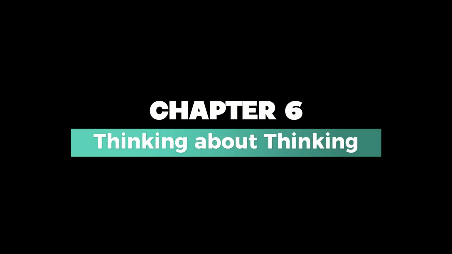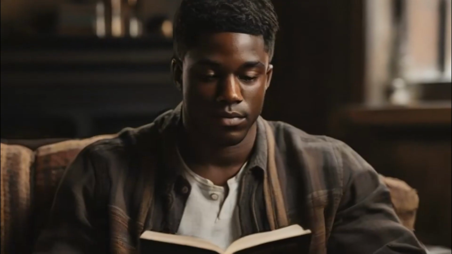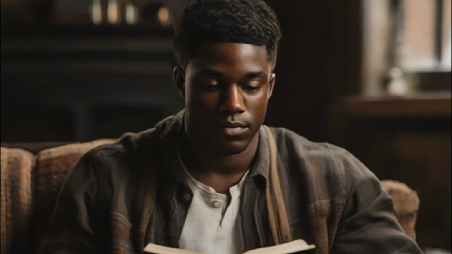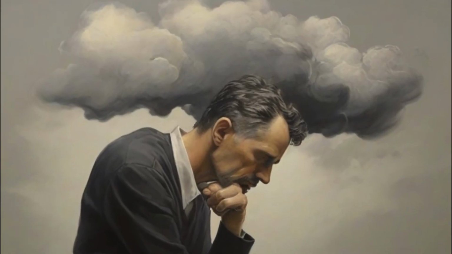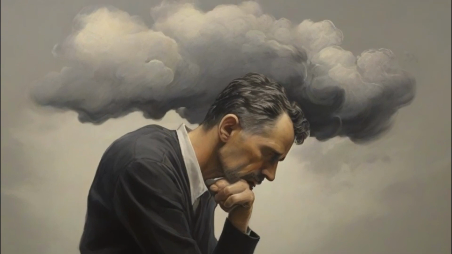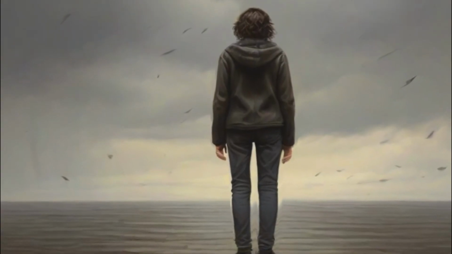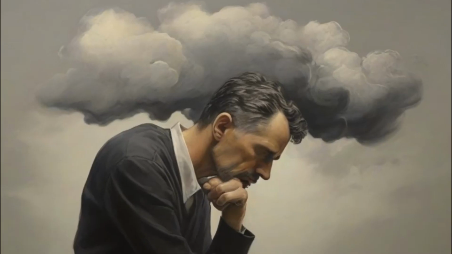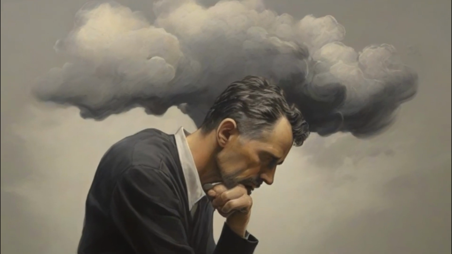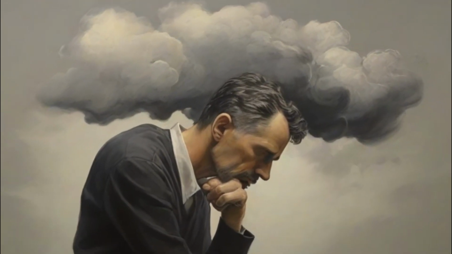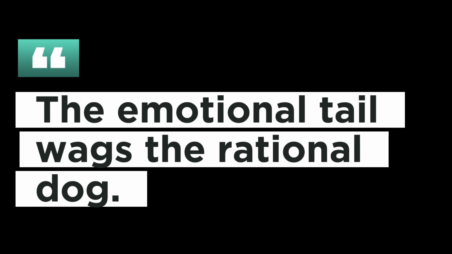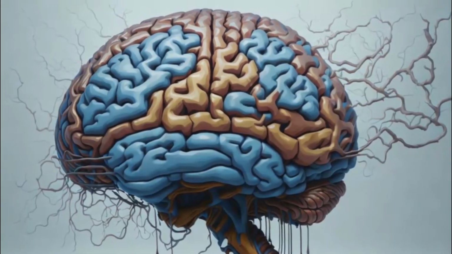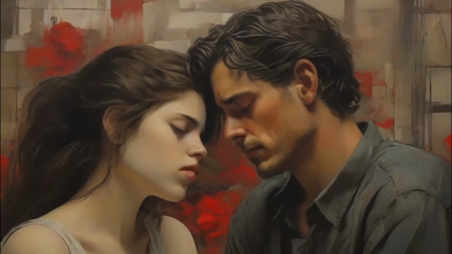Chapter 6: Thinking About Thinking. In this pivotal chapter, Kahneman invites us to think about thinking itself. He emphasizes the importance of metacognition, being aware of our own cognitive biases and pitfalls. By understanding the limitations of our thinking, we can enhance our decision making and minimize errors. As Kahneman puts it, the emotional tail wags the rational dog. In other words, our thinking is often guided by our emotions.